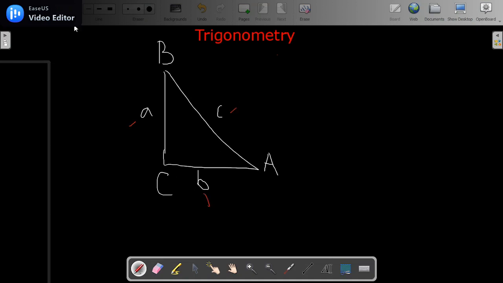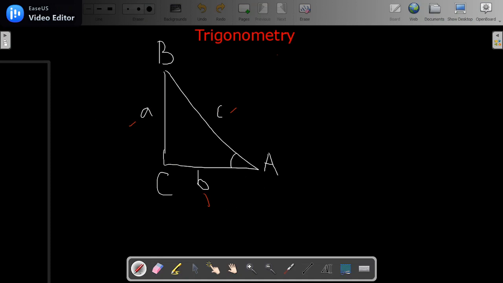And where are the angles? The angles are the capital A, C, and B. These are the angles, and these are the sides. So we should know that these are the sides of a triangle. Now we should also know that.